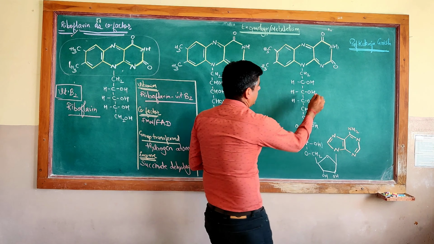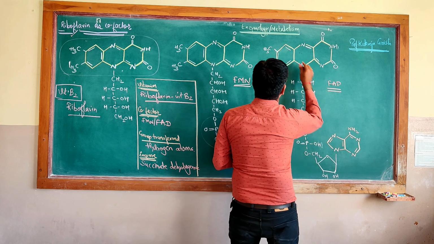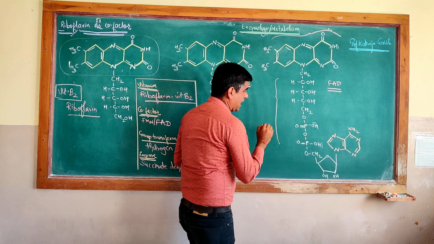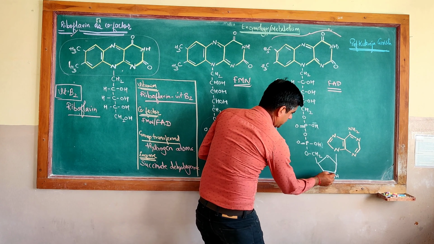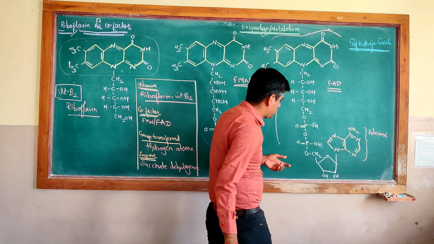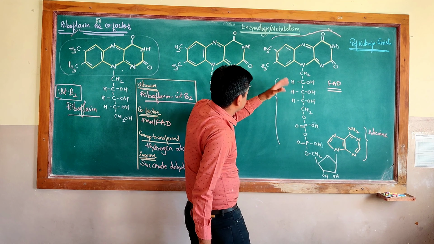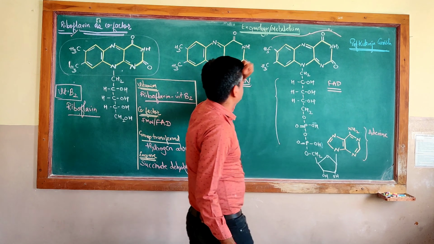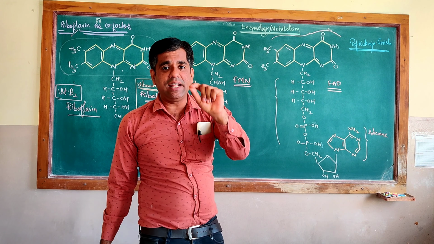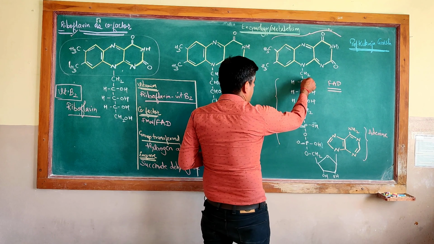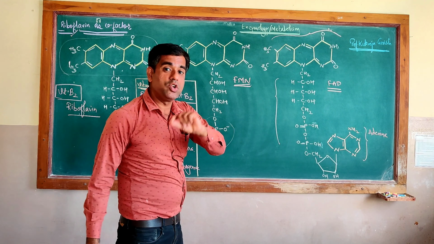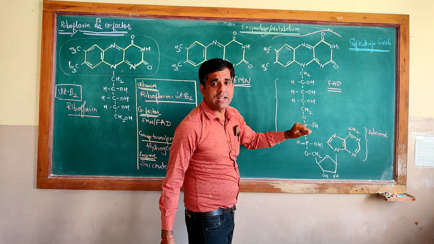FAD has a bit more complicated structure, but you will find that it comprises this isoalloxazine ring system, this ribose phosphate, and this adenine. So you have two nucleotides attached: a ribose sugar to one nucleotide, and another ribose sugar to a similar nitrogen-containing ring structure, that is riboflavin. Therefore it is referred to as flavin adenine dinucleotide. So you have this ribose attached to this ribose, with a phosphate in between, so a dinucleotide. So it is a flavin adenine dinucleotide.